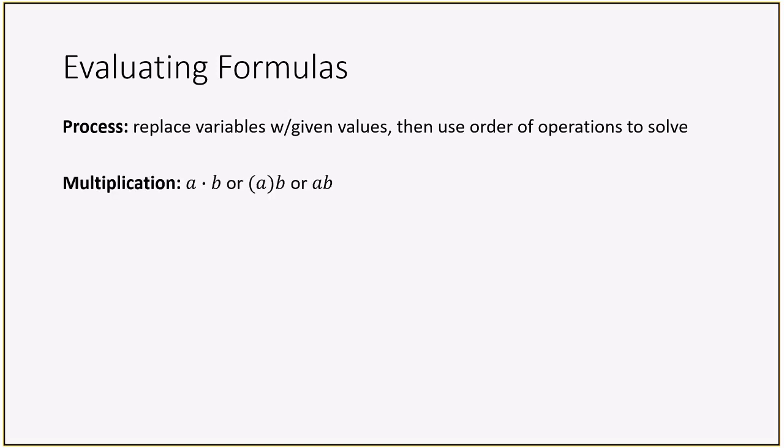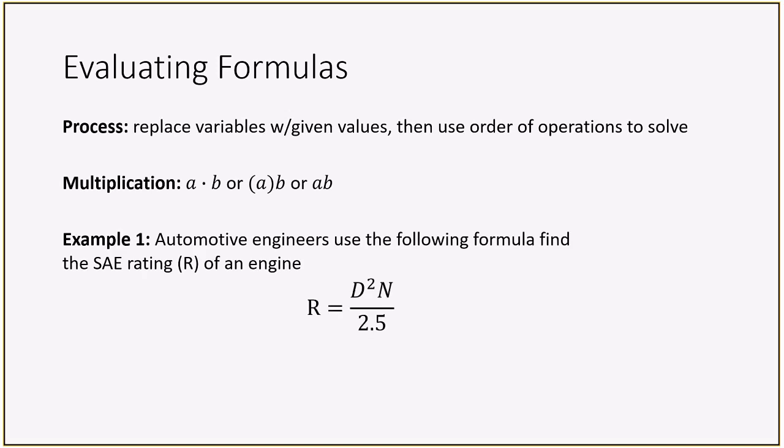Generally we're given something like this equation, let's see in example one. We're given something where we have a lot of variables in it, and we're going to want to solve for our r. We do that by plugging in things for the variables, like we're going to be given a d and an n in that case, and then we're going to use order of operations to solve.